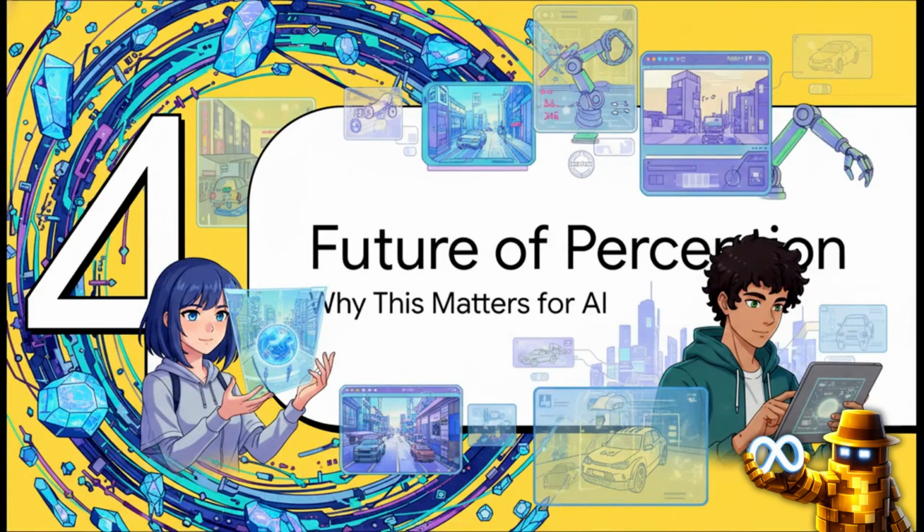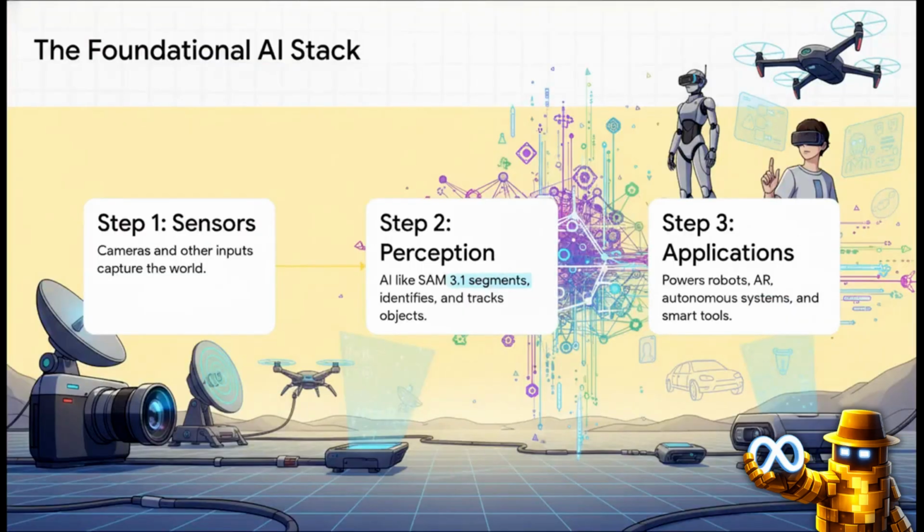But this is about so much more than just a list of cool features. To really get why this matters, we kind of need to zoom out a bit. Technology like this is a critical piece of the puzzle for the entire future of AI. This does a great job of showing the big picture. Think of it like a 3-layer cake. At the bottom, you have sensors, cameras and stuff, capturing raw data. At the very top, you have the apps we all want to build, like smart robots or AR glasses. Well, reliable perception, the kind SAM 3.1 offers, is that essential middle layer that connects the two. Without it, the apps at the top have no idea what's going on in the world.